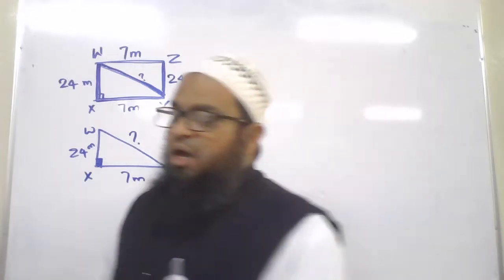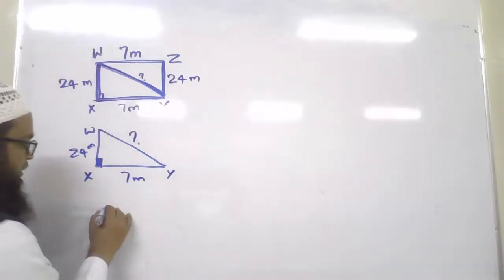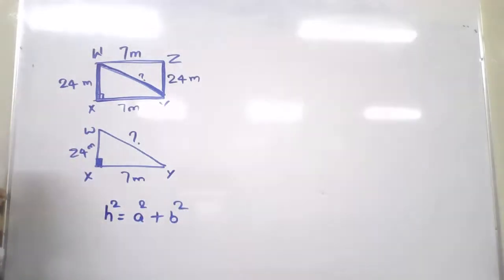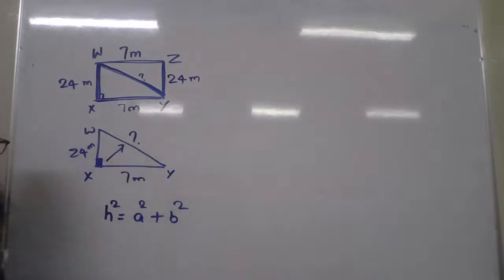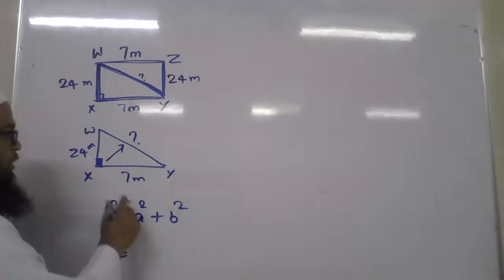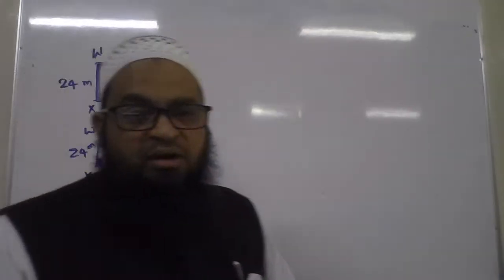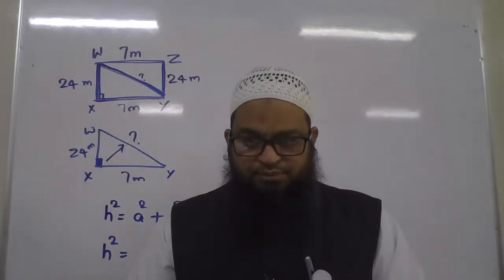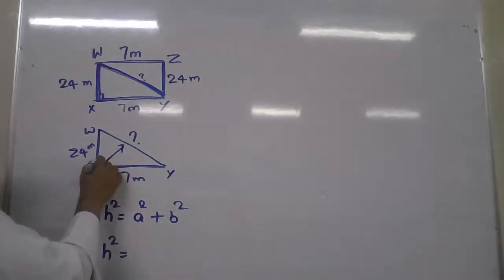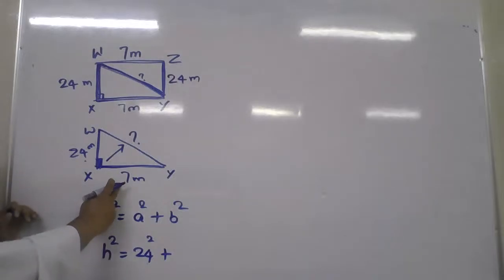Yes, my dear Sean, you're right. It is the Pythagoras theorem. What is the Pythagoras theorem? Hypotenuse square equals altitude square plus base square. What is the hypotenuse over here? The side which is opposite to 90 degrees. So this is the hypotenuse, which we don't know. And what is altitude? Generally we name the side which is perpendicular to the base as altitude. So let us say this is base and this is altitude. Altitude is 24, so it is 24 square plus base 7 square.